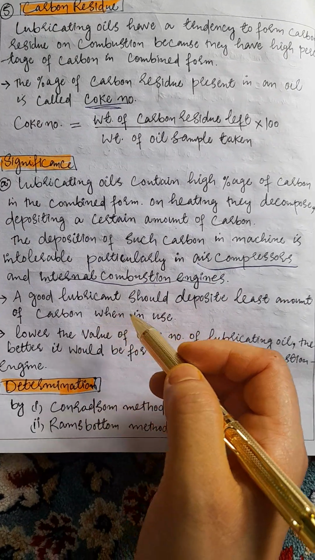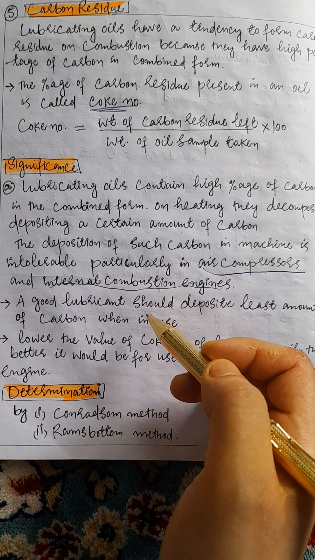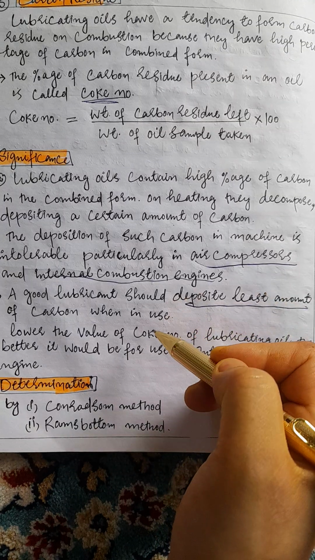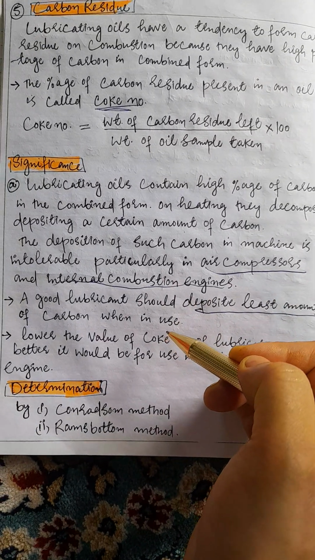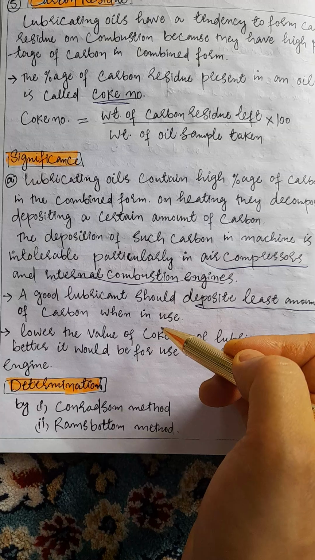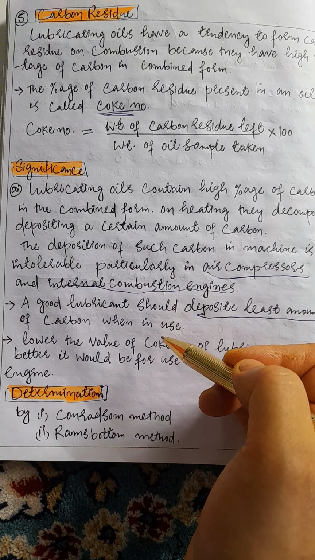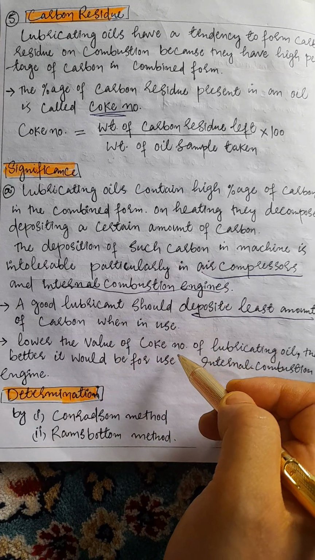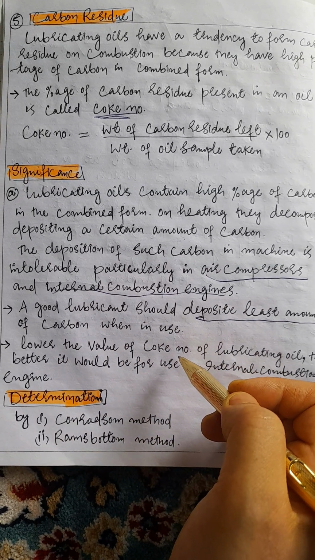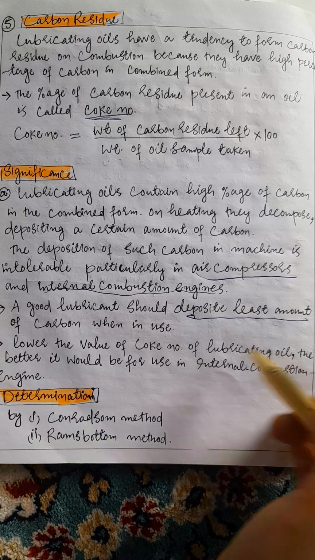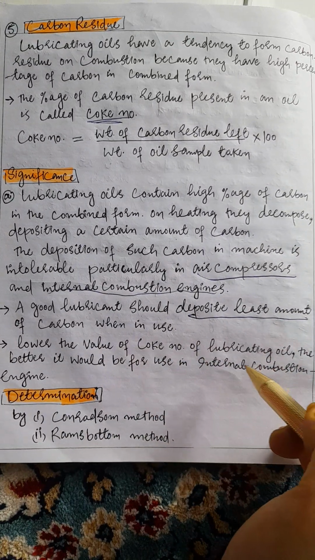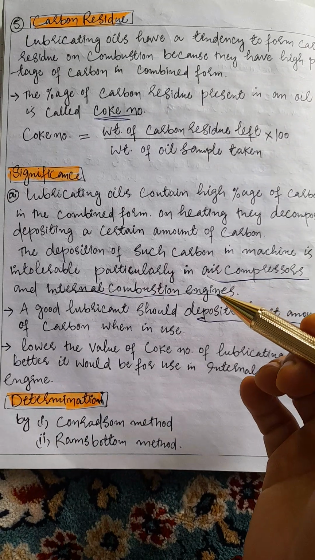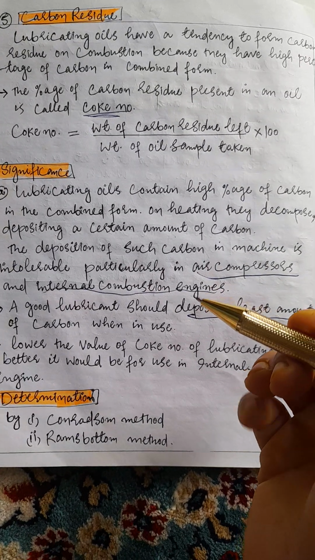A good lubricant should deposit the least amount of carbon when in use. This is a point to be remembered. So we will choose that lubricating oil which possesses low carbon content, or we can say low carbon residue. Lower the value of the Koch number, that is carbon residue, the better the lubricating oil will be for use in an internal combustion engine. And this is a very important point to remember: carbon residue is a problem for a good lubricating oil.